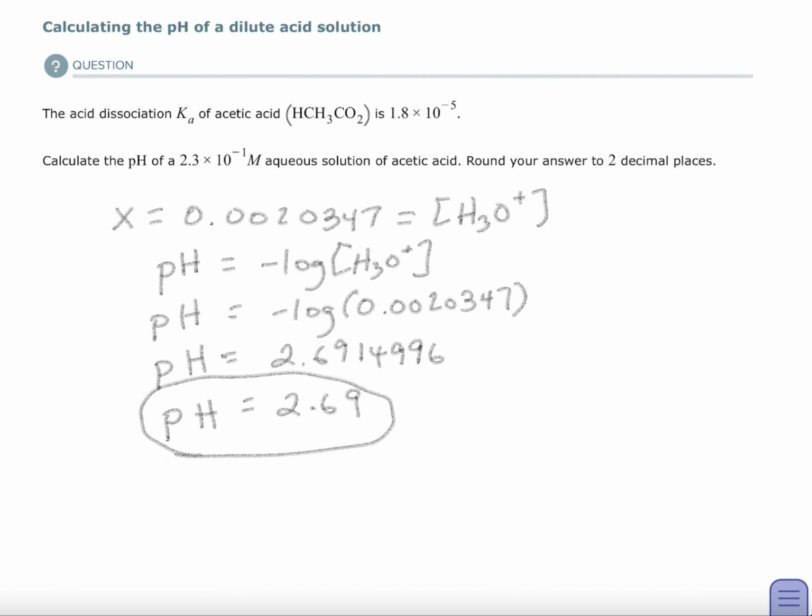Now I'm just going to take the negative log of it. And they ask for two significant digits? No, 2 decimal places. So 2.69, 2 decimal places, is my pH. So I hope this helps.